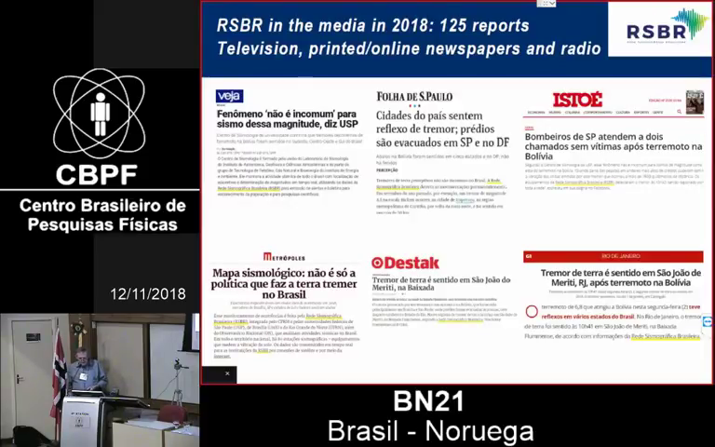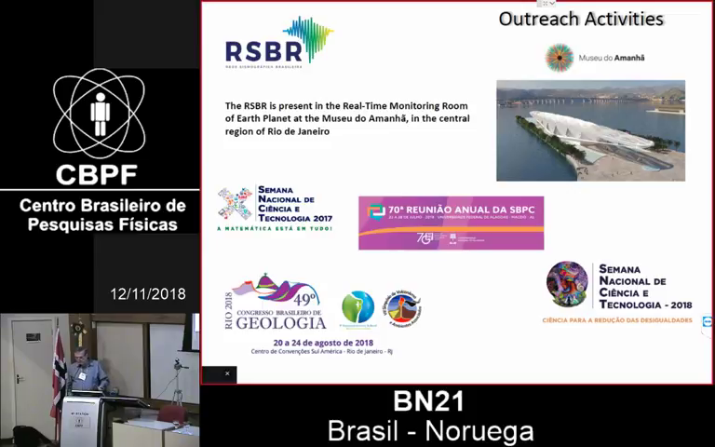Also in the press, and also you have quite a few outreach activities. For instance, we are in the Museu do Amanhã. If somebody is going to visit there, there is a special room in the Museu do Amanhã where they are monitoring the real-time parameters from the planet Earth. So our network is there. It's good for us. It's good to talk to the people. We've been presenting at the National Week for Science and Technology. We've been at the Geological Congress. We've been trying to communicate to people that you have this infrastructure.